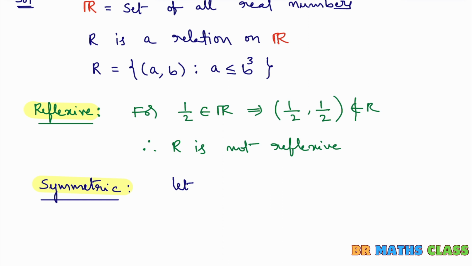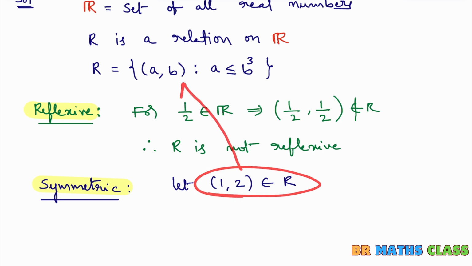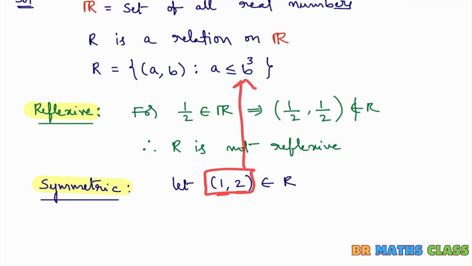I'll take one ordered pair (1, 2). Is this ordered pair in the relation? First, 1 is a real number, 2 is a real number. Substitute this ordered pair: in place of a you write 1, in place of b you write 2. 2 cubed is 8, and 1 is less than or equal to 8. Yes, this is true. So I can easily say that the ordered pair (1, 2) is in the given relation. Now I'll check whether the ordered pair (2, 1) is in this relation or not.